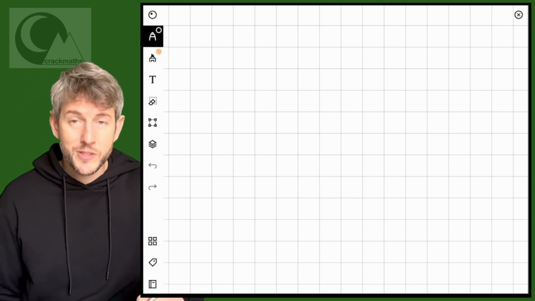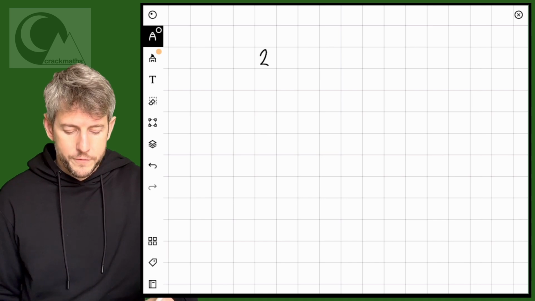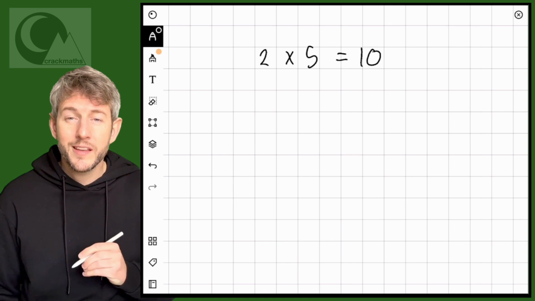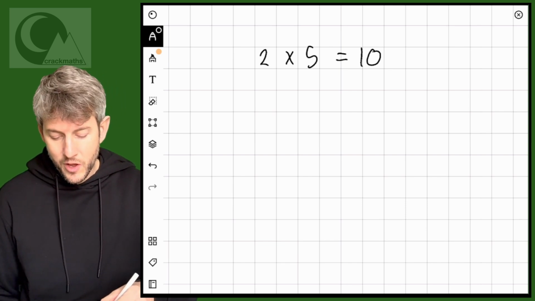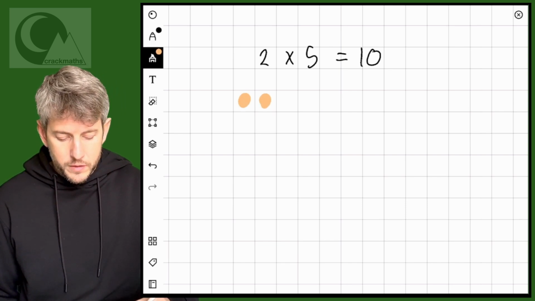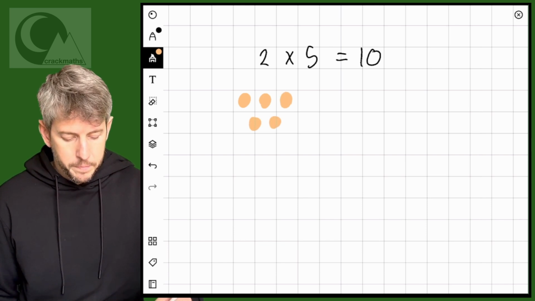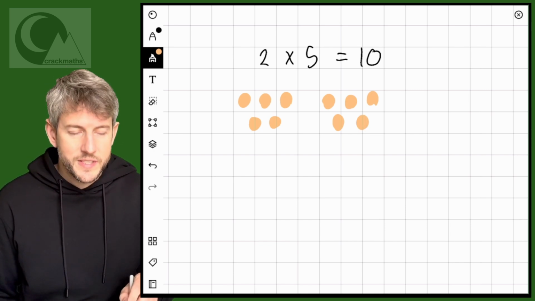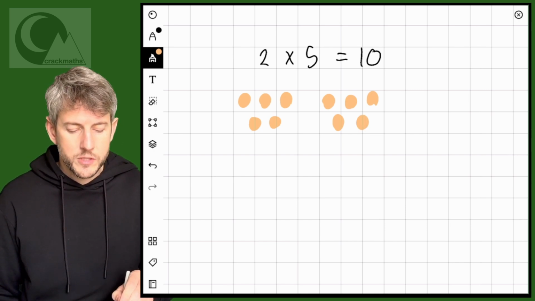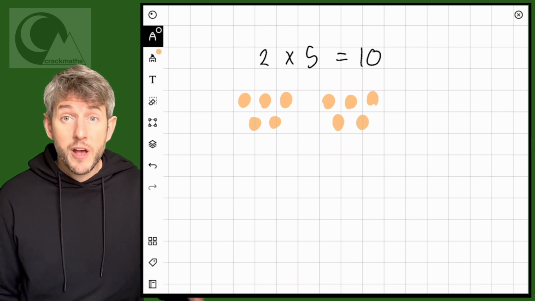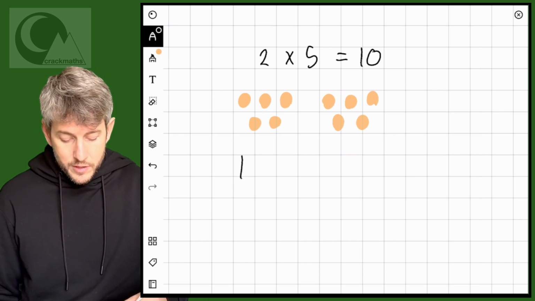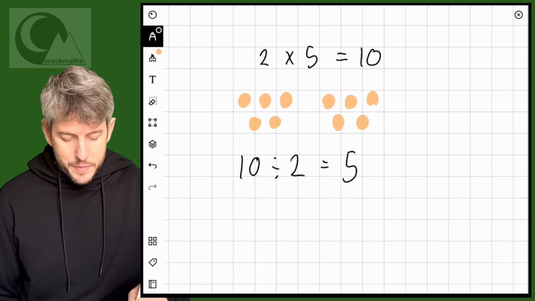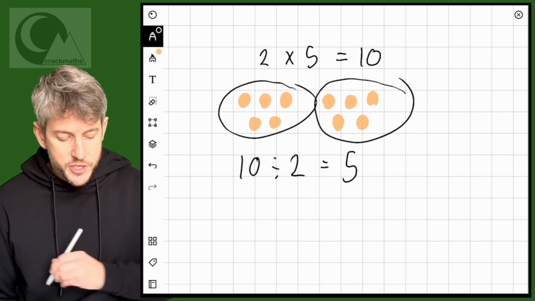So let's this time consider we have a calculation of 2 times 5 equals 10. If I have 2 times 5 equals 10, what I'm talking about here is I have got 2 lots of 5. So here we see we've got 2 lots of 5, so 2 lots of 5 equals 10. And then the reverse calculation of this is I can do 10 divided by 2 equals 5, which we can already see here because we've got the 10 split into the 2 groups.